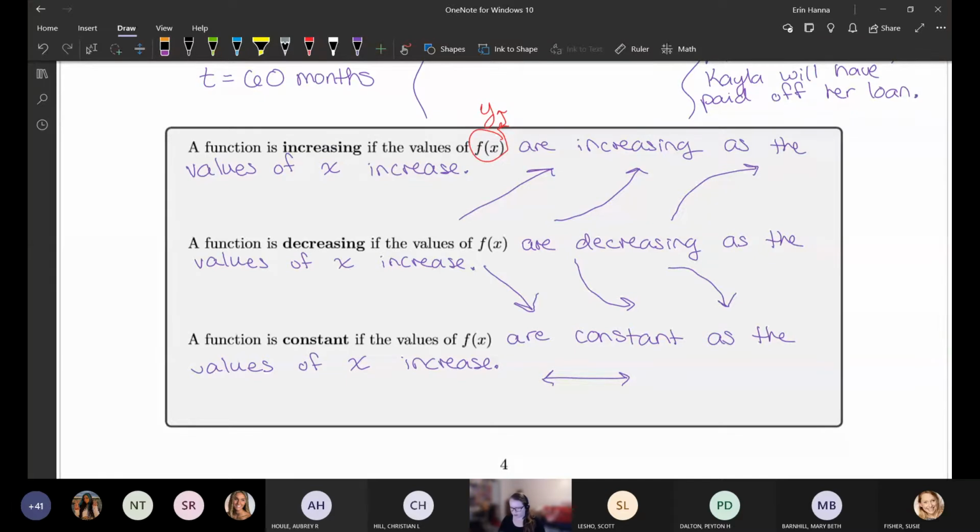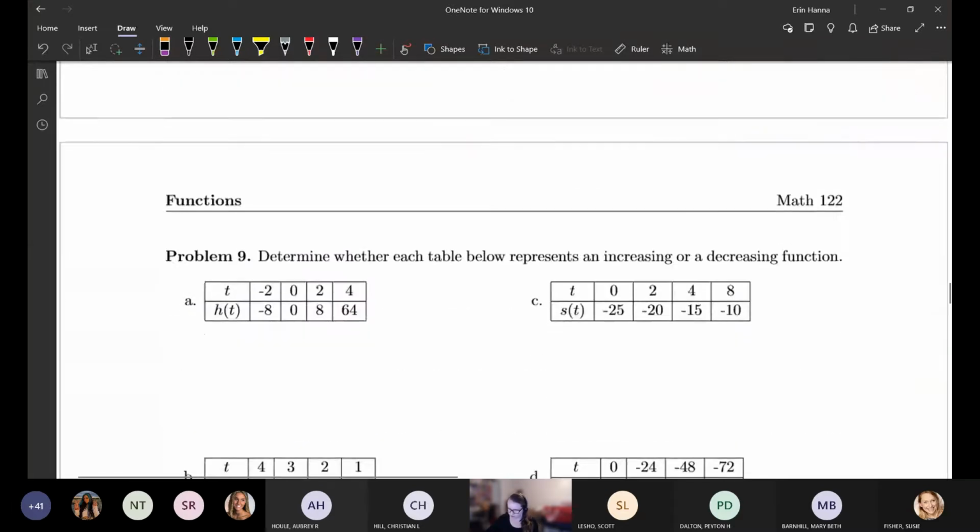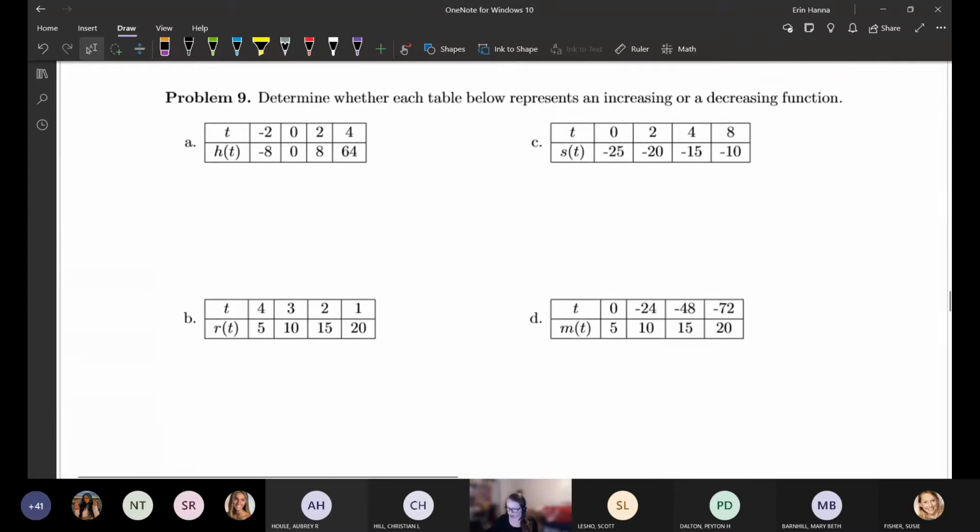All right, so let's look at a couple of examples of this. Determine whether each table below represents an increasing or decreasing function. So in this case, we've got our quote unquote x values and our quote unquote y values. The h of t would be our y values, acting as our y values, I should say. So notice that the t values are increasing, so we're okay in that regard.